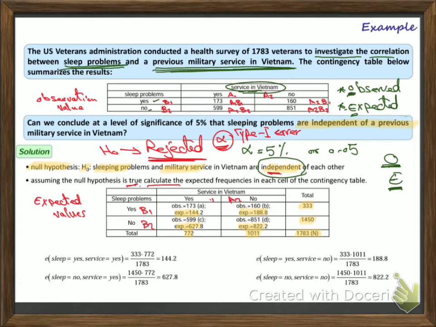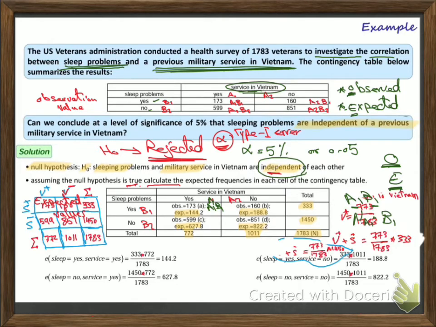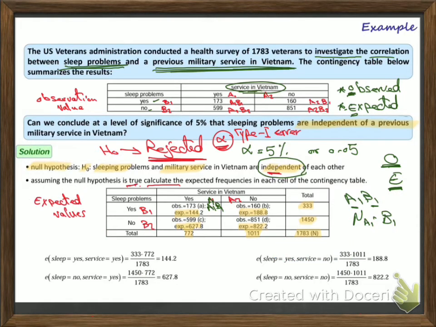So how to calculate the expected value? Here, this is A1 and this is B1, so this is A1, B1. How to calculate A1, B1? It means the number in A1 times the number in B1, divided by the total number N, okay? So how can we calculate it? Here, this is column A1, and this is row B1, okay?